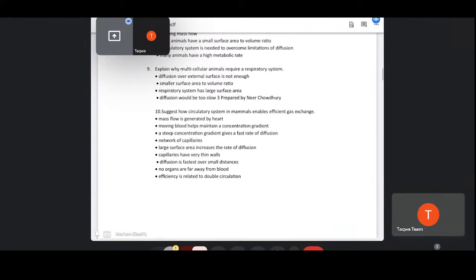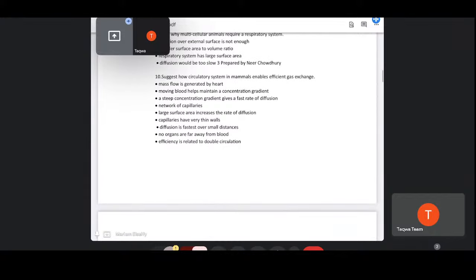Question number 9 asks us to explain why multicellular animals require a respiratory system. Again, it has the same idea of the circulatory system, because diffusion over external surface is not enough, and that they have smaller surface area to volume ratio, and that the respiratory system has large surface area, so diffusion would be too slow.